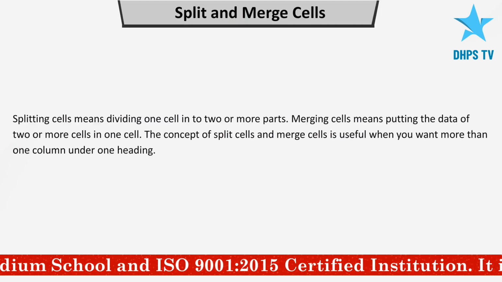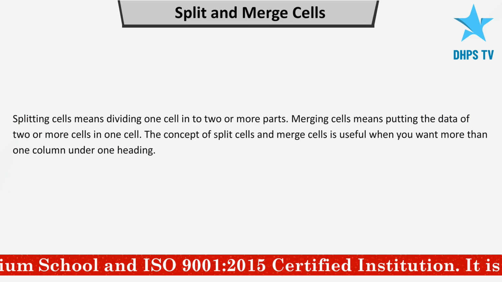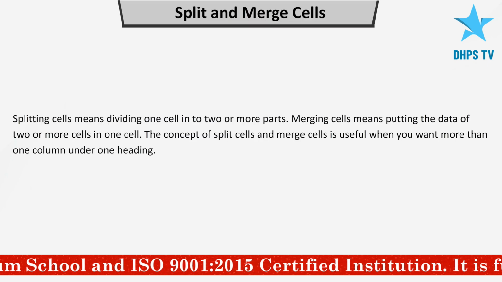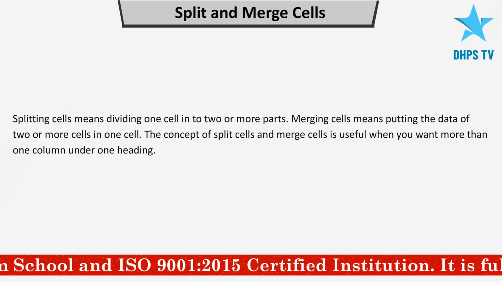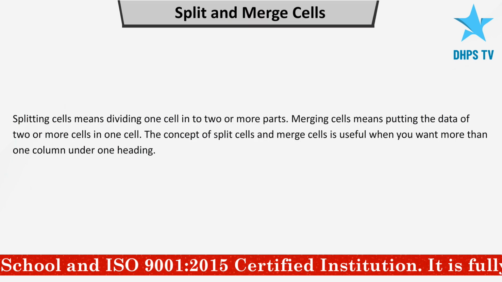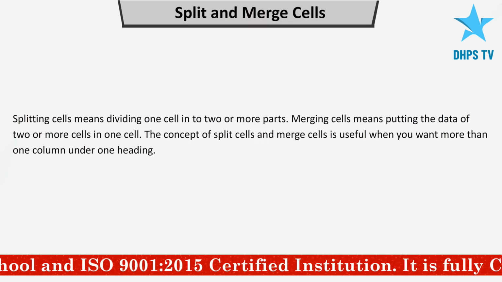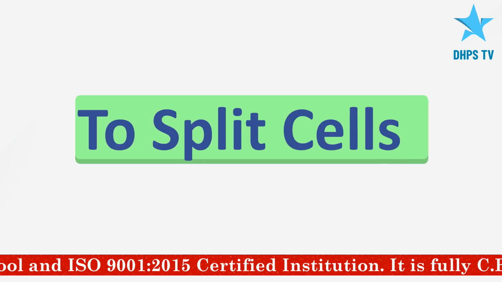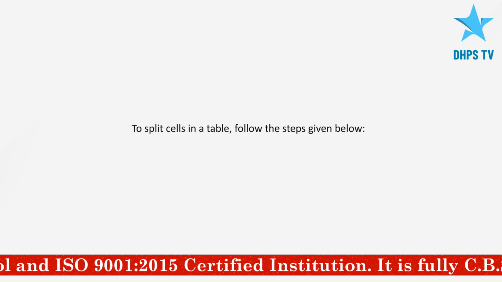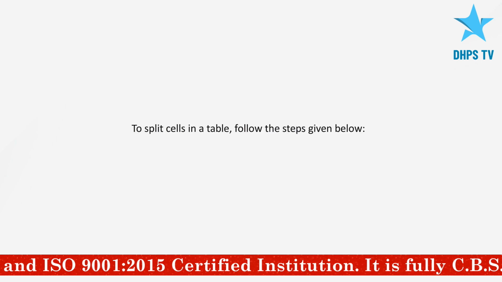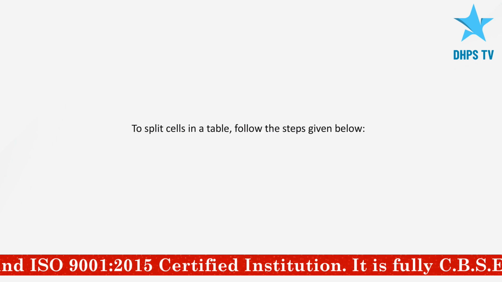Merging cells means putting the data of two or more cells in one cell. The concept of split cells and merged cells is useful when you want more than one column under one heading. To split cells in a table, follow the steps given below.